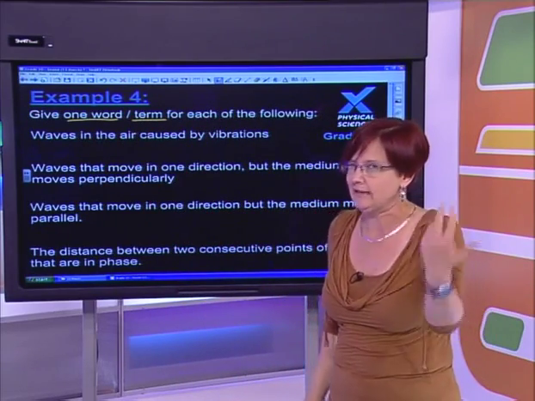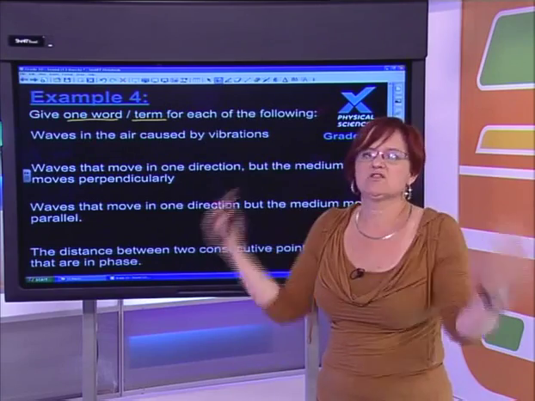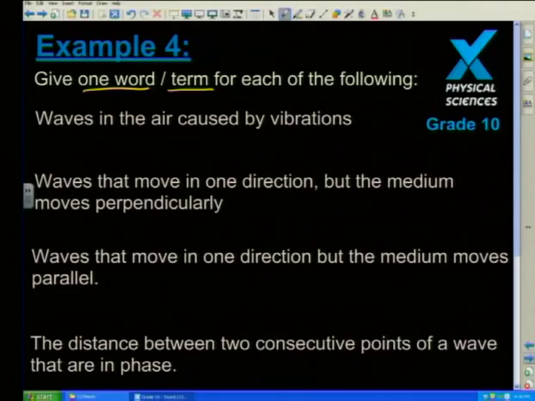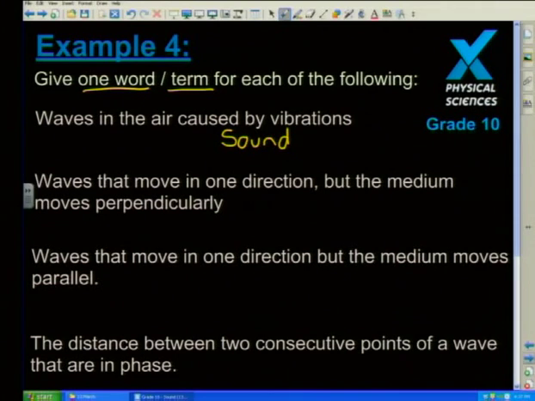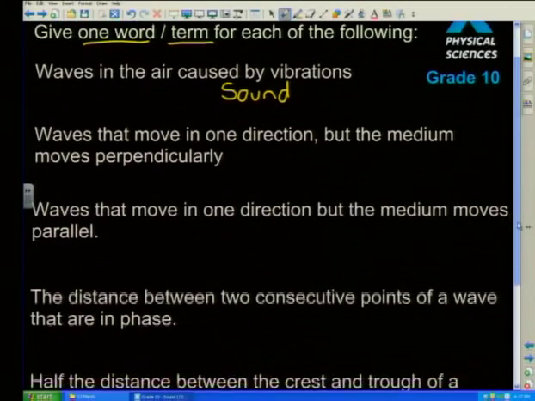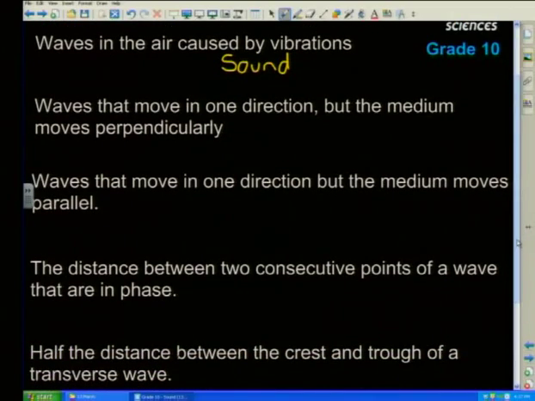They're giving you definitions and they want to know what it's defining. So if we say we have waves in the air caused by vibrations, well, we've just been doing that. I'm hoping you're all screaming at the TV right now. That is sound. Okay?